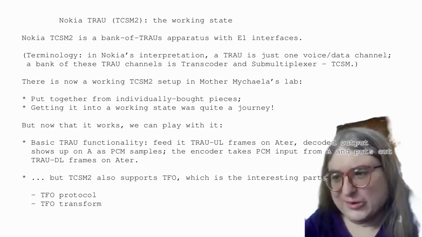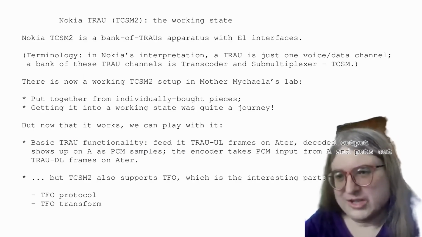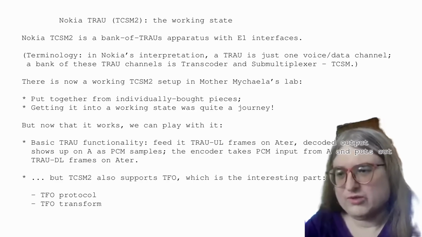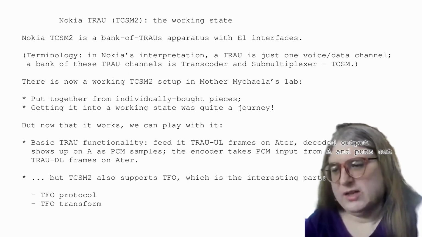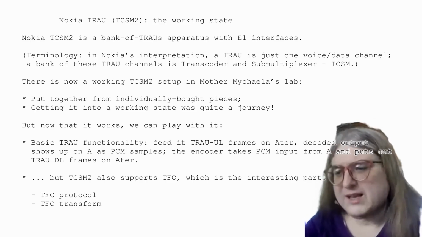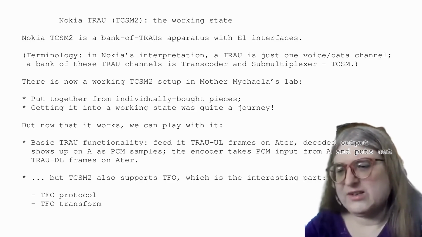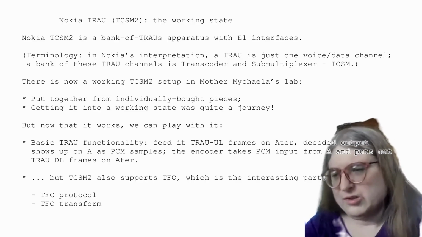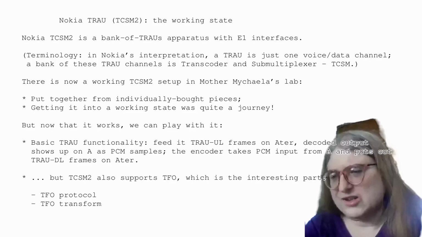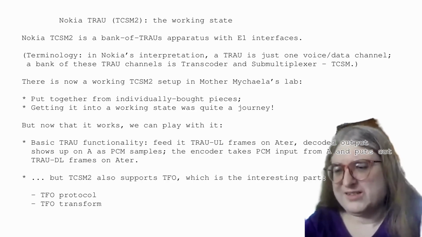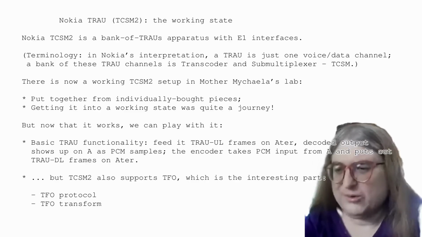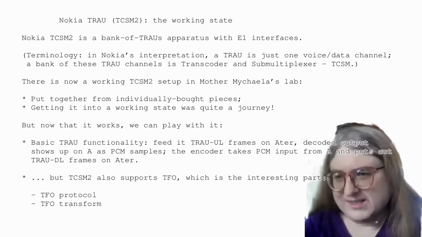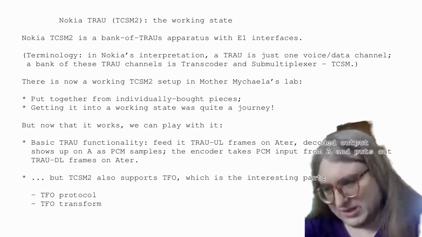As a quick overview, the way Nokia uses terminology, they use the term TRAU to refer to just a single channel, because the term TRAU, transcoder rate adapter unit, comes straight from the GSM specs. So that's a vendor neutral term. But I guess different vendors had different ideas as to how the term should be interpreted. Nokia's interpretation was that the TRAU is just a single channel, a single voice call or a single data call. That's one TRAU. And if you've got a giant rack full of them, they have to call it something else. And they called it TCSM, which stands for transcoder and submultiplexer.